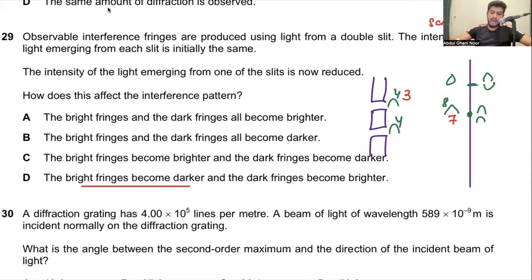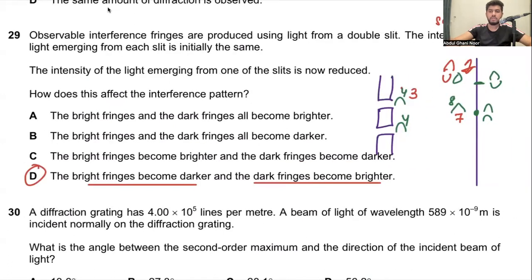सही. And जहां पर कैंसिल हो रहे थे, पहले 4 और -4 0 बना रहा था, अब 4 और -3 1 बनाएगा, तो they are not as dark, they become a bit brighter. थोड़े ब्राइट हो जाएंगे. So the dark fringe becomes brighter. The answer is D. Clear? Dark becomes brighter, bright becomes darker.